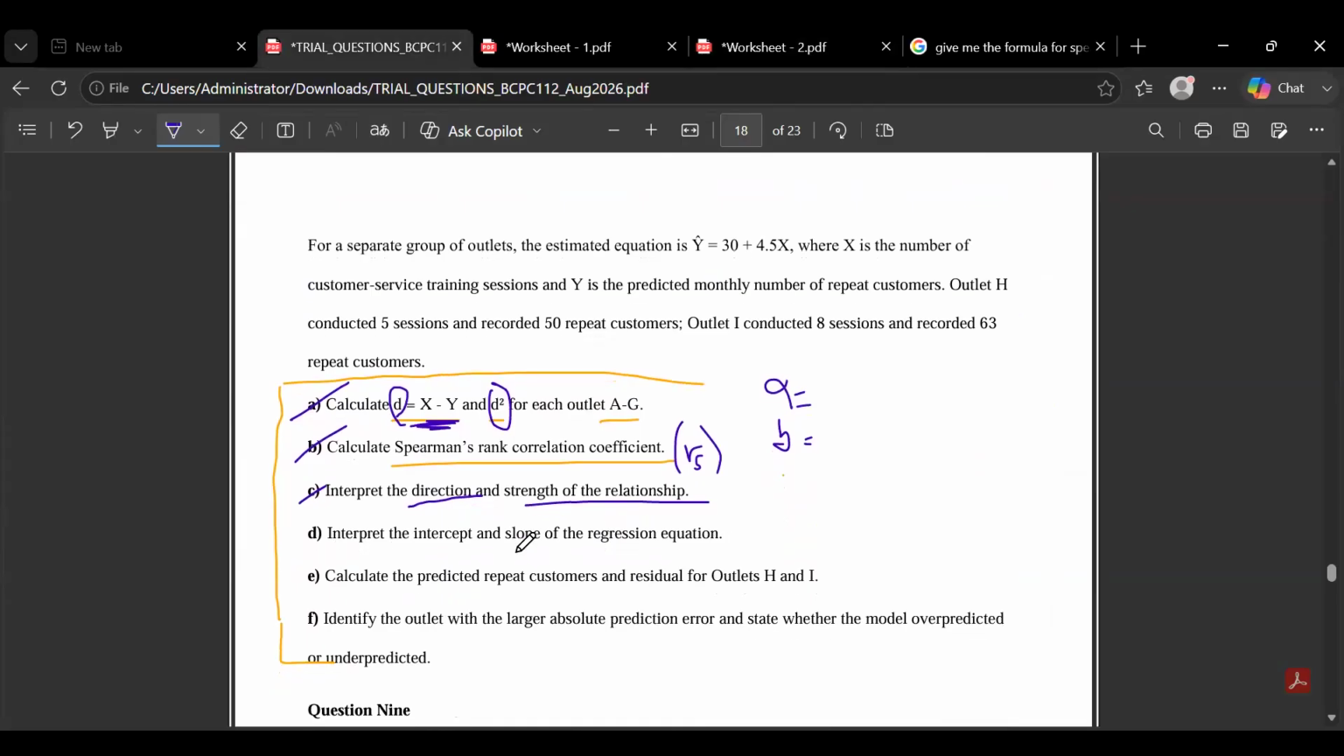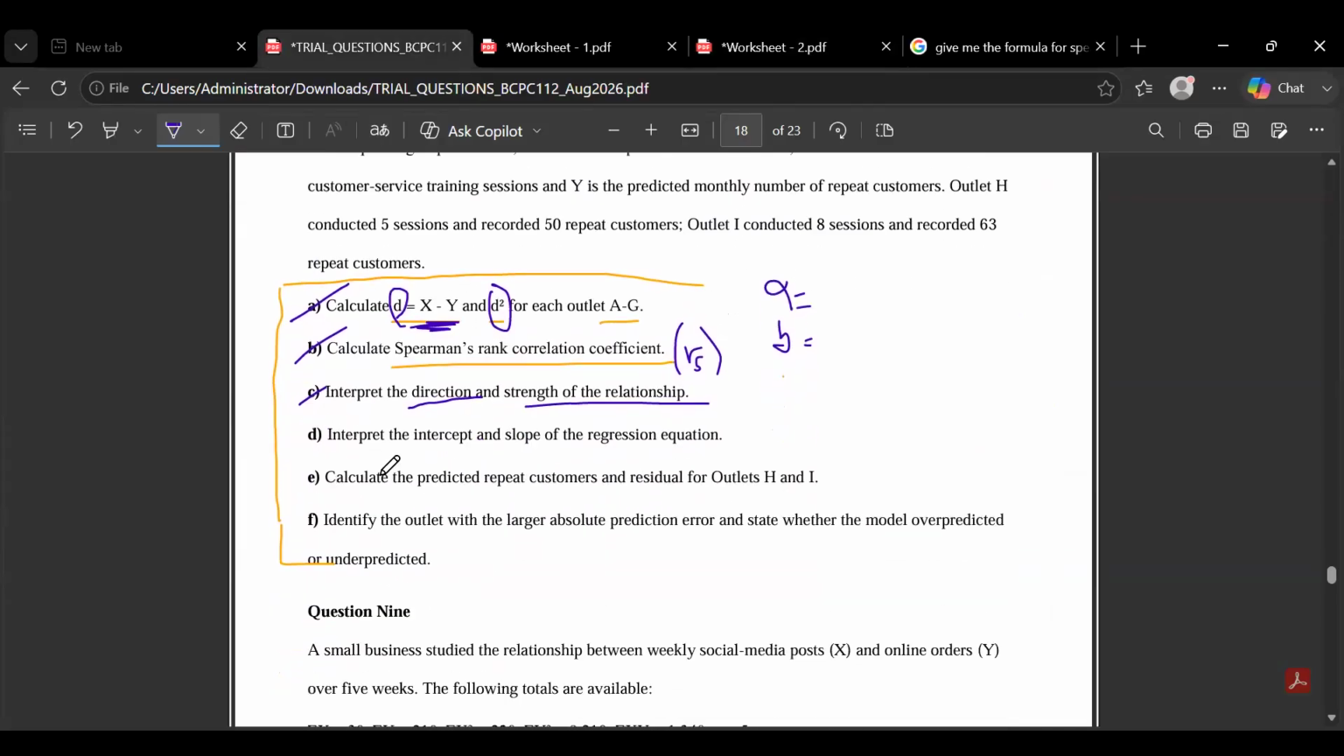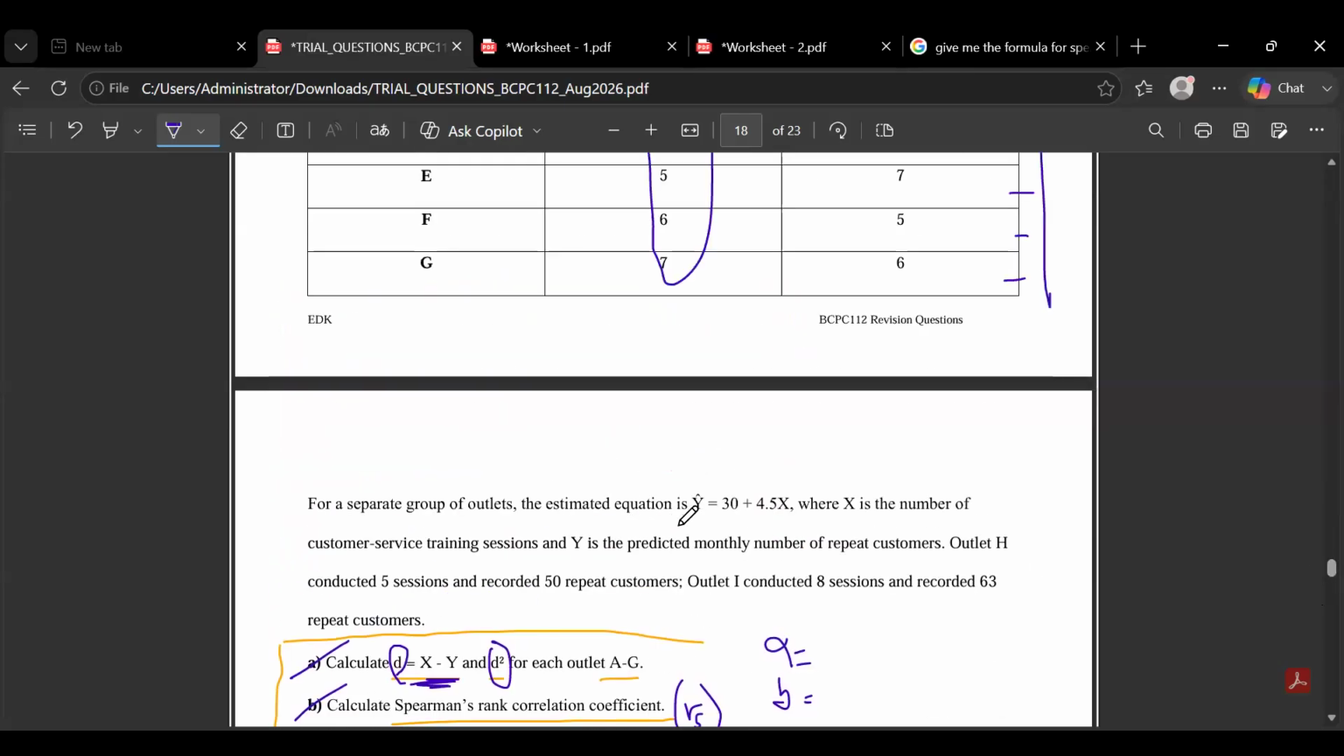The D, you should be able to do the D. So the D, the E, the F, we are going to do it together, because we've done it earlier, the first question. So the D: interpret the intercept and slope of the regression equation. This is a regression. One will go to regular, one will go to weekend and evening, because there are two different sets.